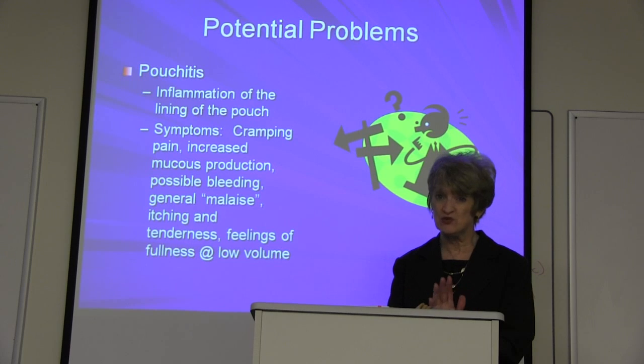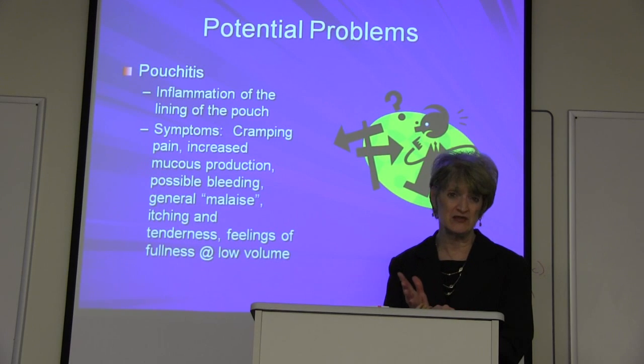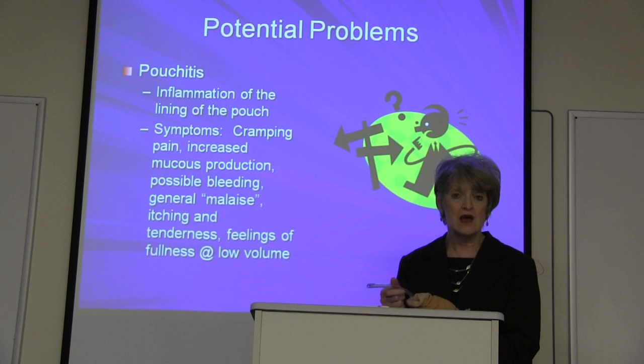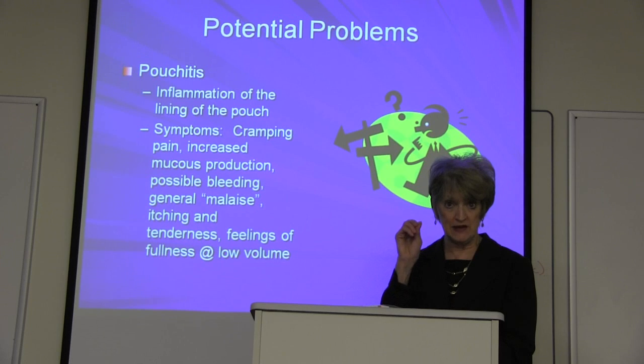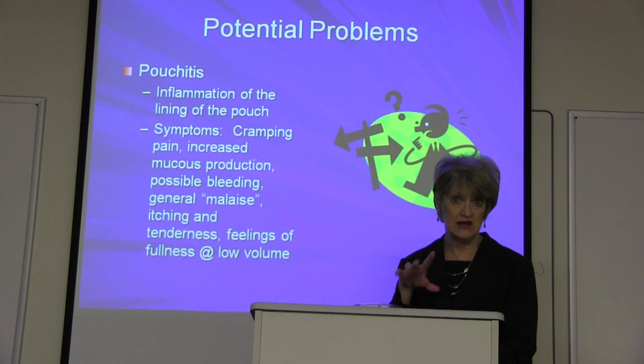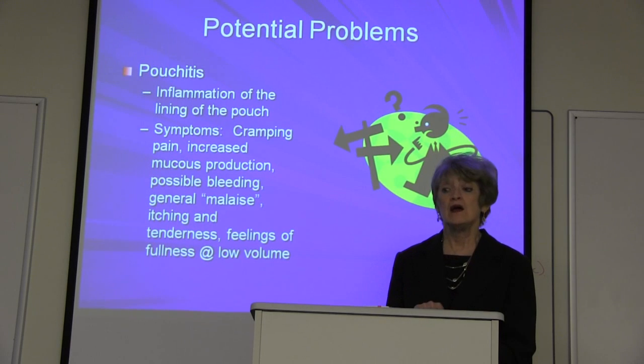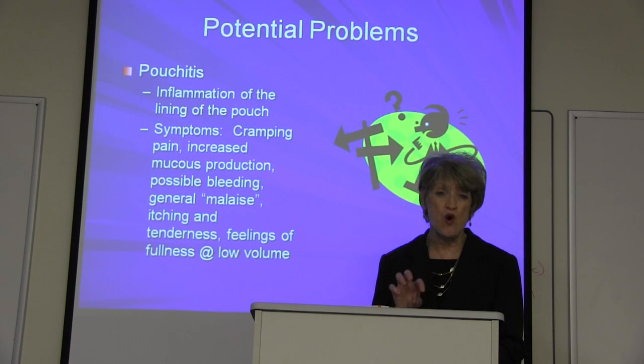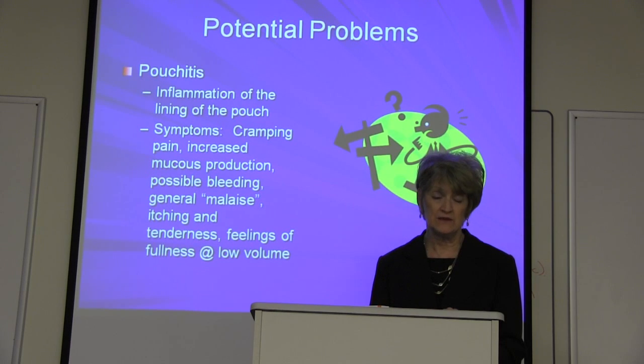And pouchitis is just what it sounds like. It's inflammation of the reservoir. I remember the first patient we had with pouchitis, she showed up in the emergency room because she put her catheter in and all she got out was blood. And when they scoped past the pediatric scope and looked at her reservoir, the entire lining was totally inflamed and oozing blood.